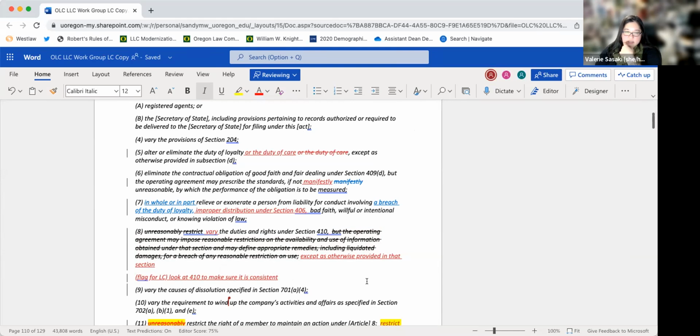So Cody and Aurelia, if we were to add back in "unreasonably restrict" at the start of section 8, as opposed to "vary," would that address your concern?